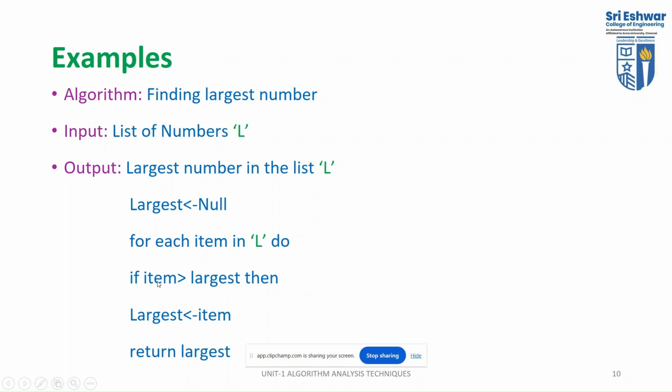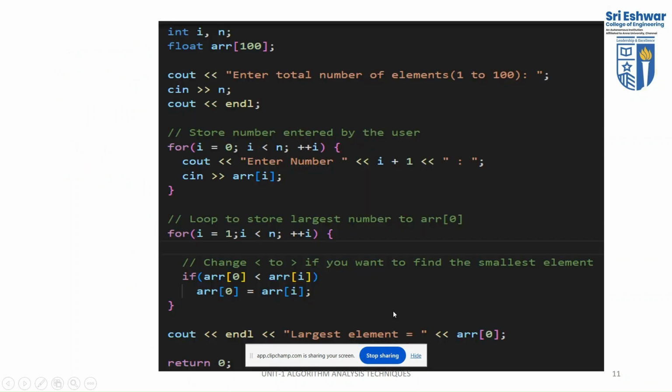Suppose the current item which we have considered is greater than the largest, then we assign the current item as the largest, and we return that particular item as the largest item. So this is an algorithm for finding the largest number, and the code for implementing it for a list of numbers is specified here.